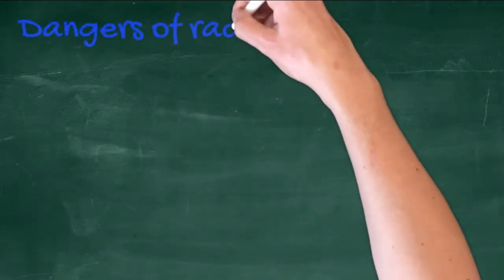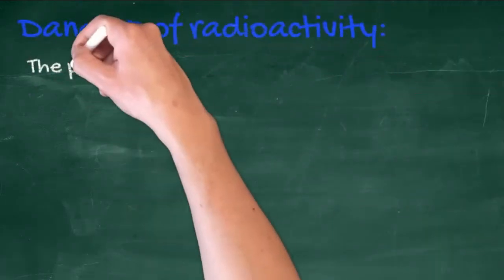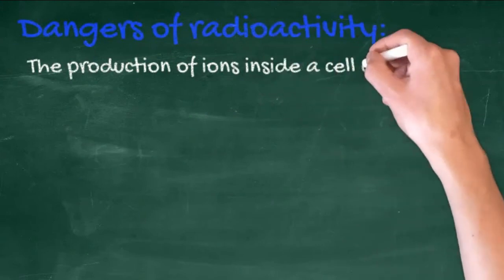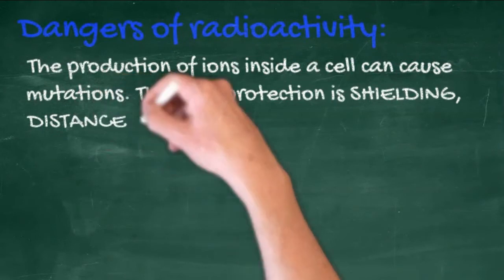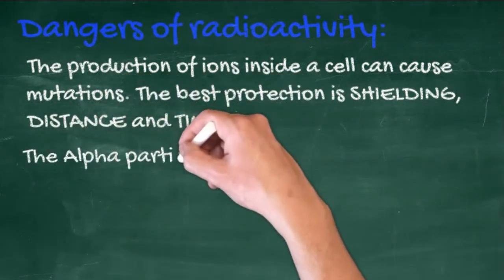Let's look at the dangers of the different types of ionizing radiation. The production of ions inside a cell can cause mutations. The best protection is shielding, distance, and time.